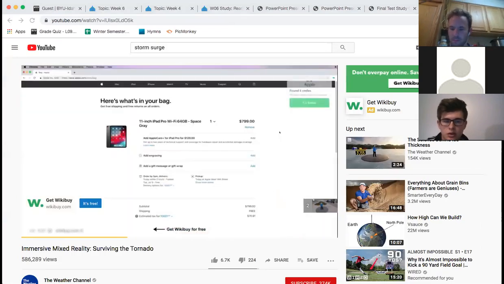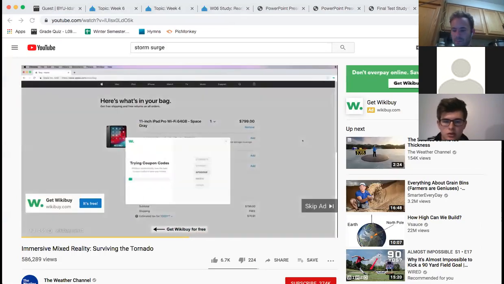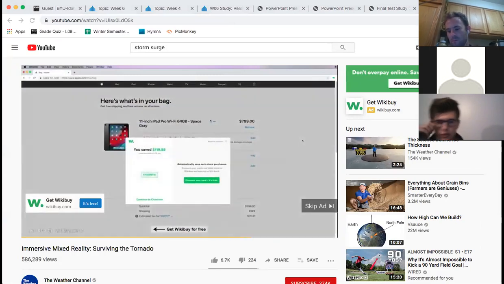Save you money. Get coupon codes automatically applied to your shopping cart. Download Wikibuy for free.